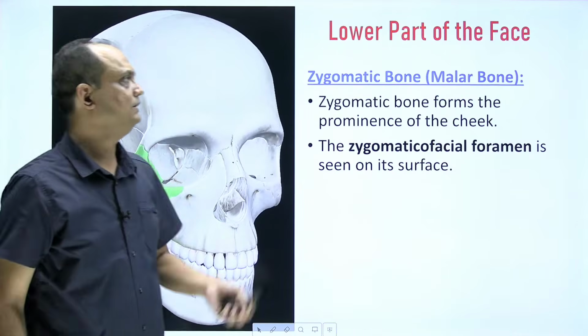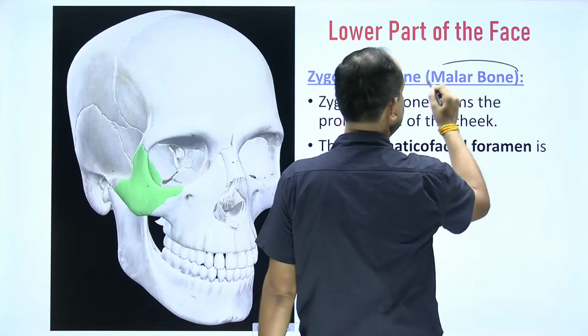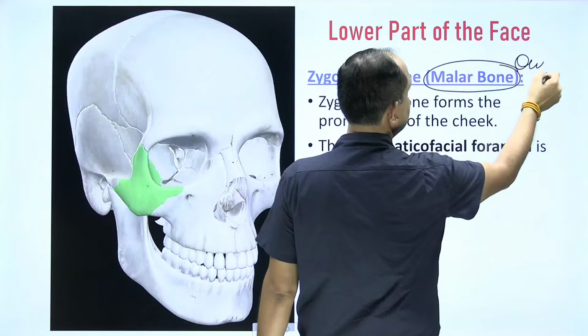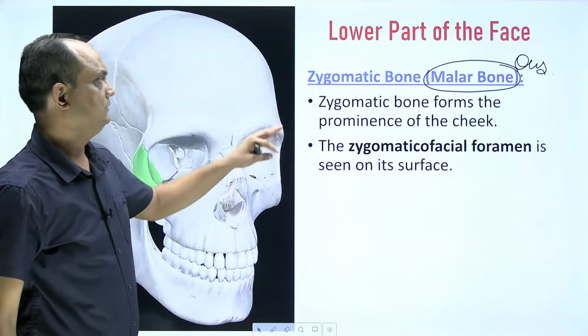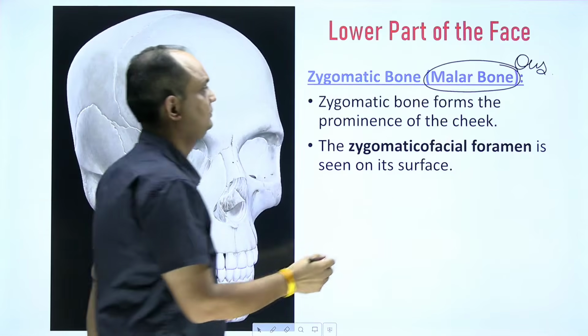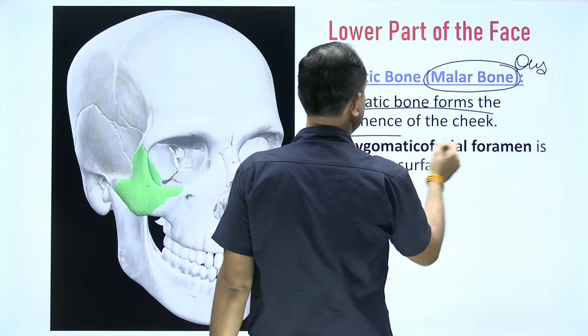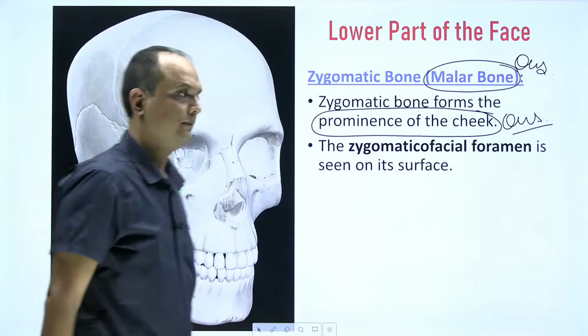Now the next bone is the zygomatic bone. The zygomatic bone is also known as malar bone. This is a very commonly asked question in your MCQ. Which of the following bones is known as malar bone? Now this zygomatic bone forms the prominence of the cheek. So this is again the next question. The prominence of cheek is due to which bone?